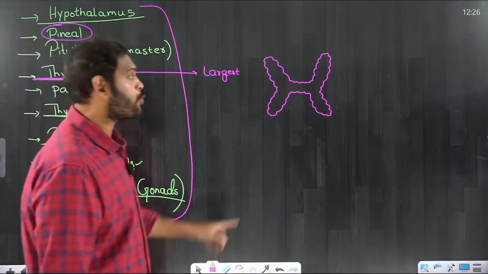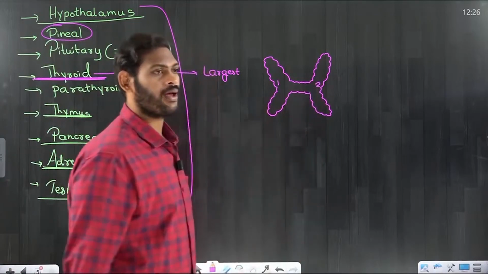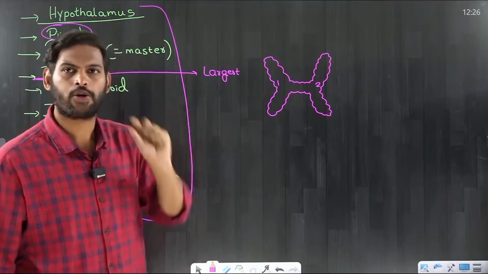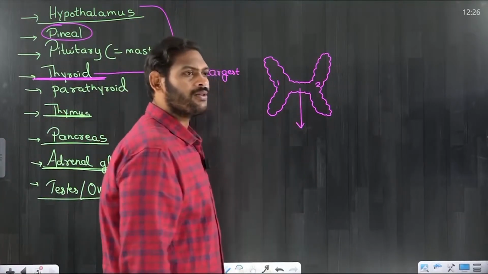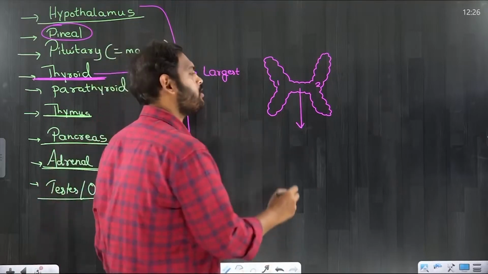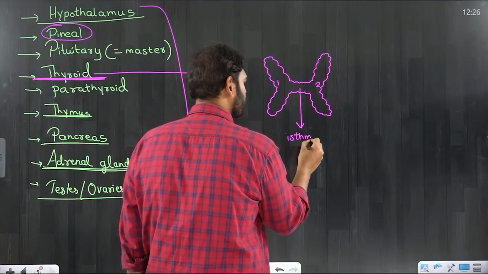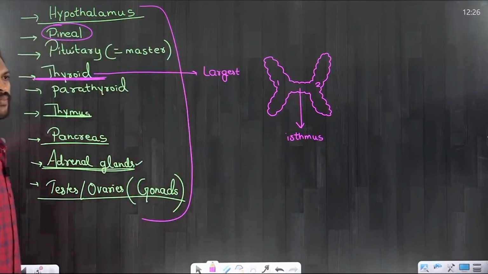This gland has two lobes, lobe 1 and lobe 2, and these two lobes are connected by a tissue. This tissue is like a bridge between two lobes. This bridge-like tissue is known as the isthmus. Okay?